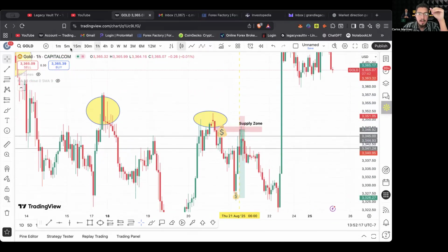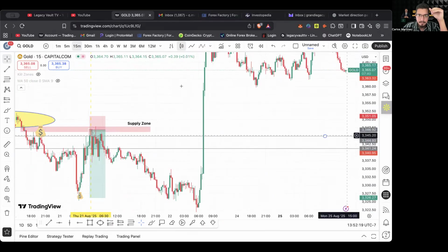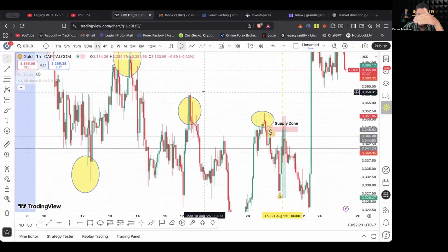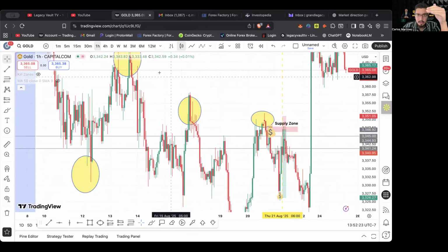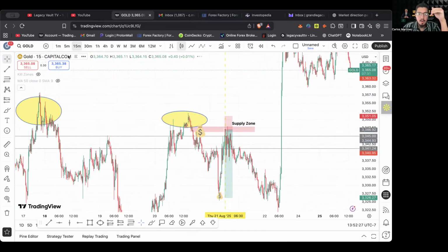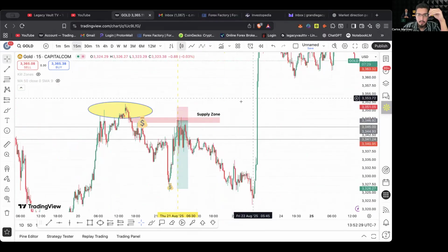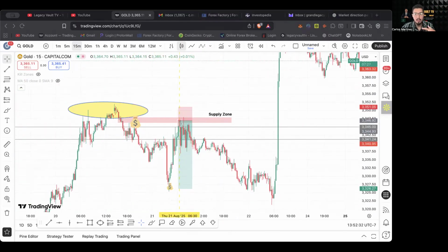So we mark that up. And then we look at the 15 minute. So we look at the higher time frames for direction, right? For direction. And then we look at lower time frames for entries, for a sniper entry.